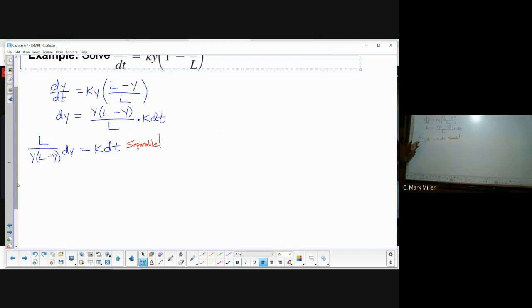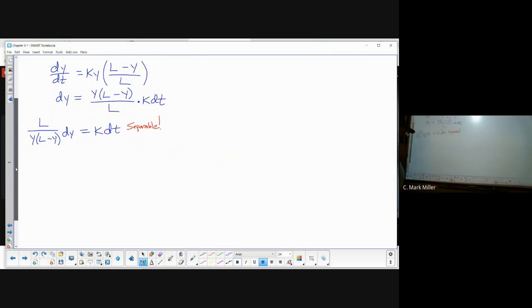The cool part is you didn't even have to do the y equals vx thing, right? You didn't have to do the y equals vx. It was separable without having to do the homogeneous part, right? Got to integrate both sides. So now I'm going to go integral, integral.